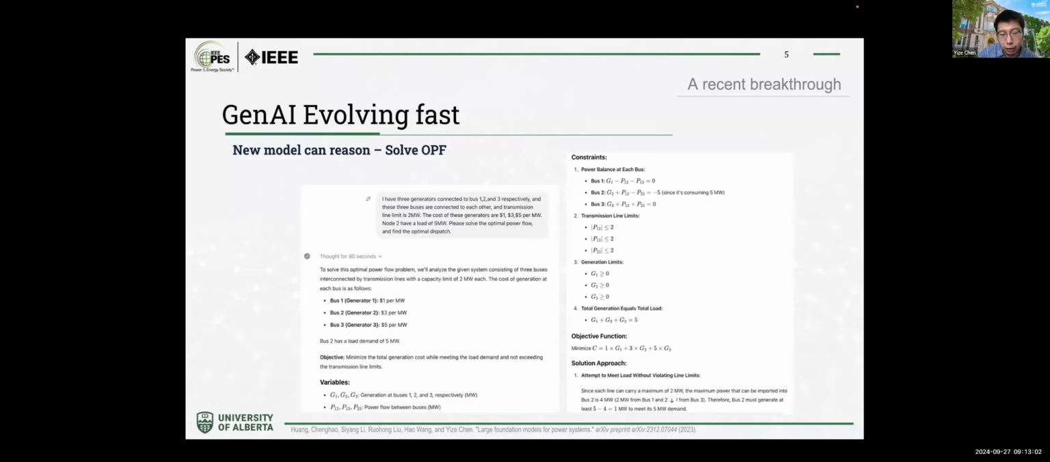For example, power system operations, such as solving optimal power flow, economic dispatch, or even unit commitment, and also achieving some multi-modal capability. For instance, trying to directly use images to do state estimation or situational awareness.